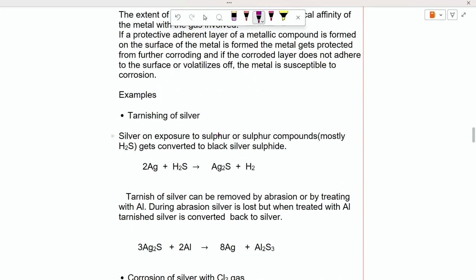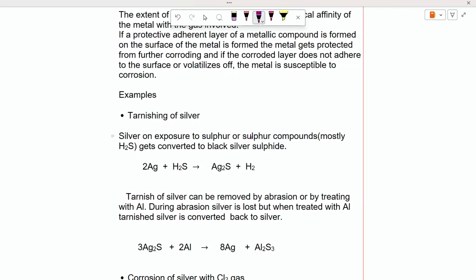First one is tarnishing of silver. You have seen silver anklets, even silver vessels, lamps, etc. After some time, if you do not clean it daily, there will be a blackish coating forming on the silver, and this is what we call the tarnishing of silver.